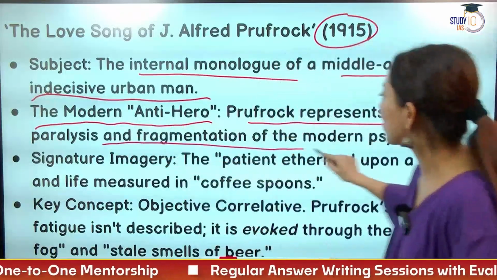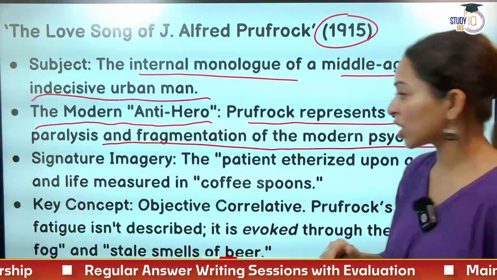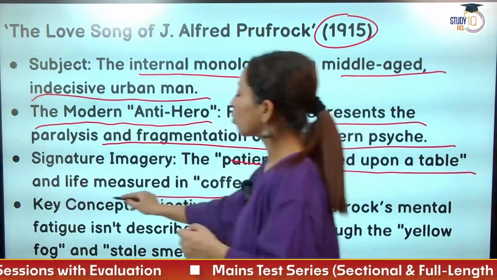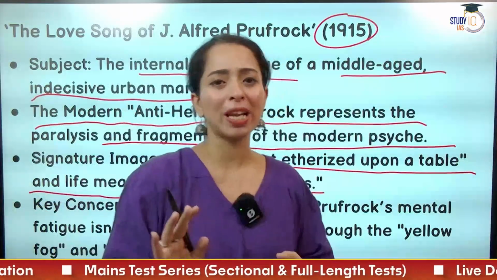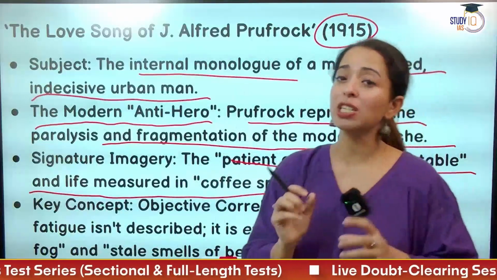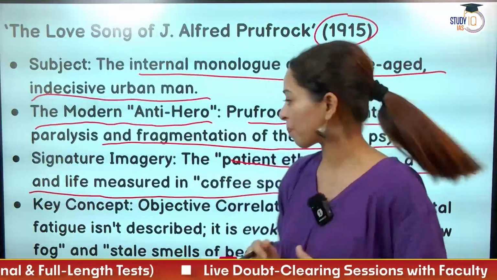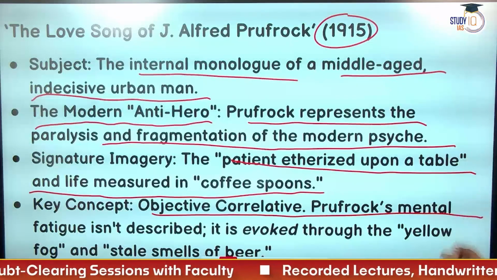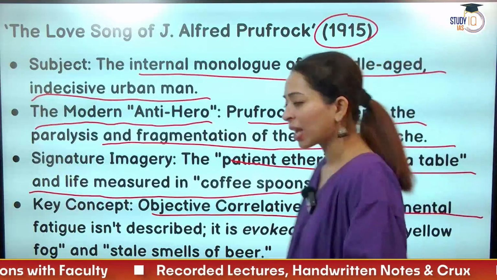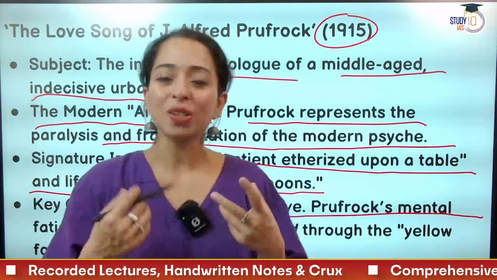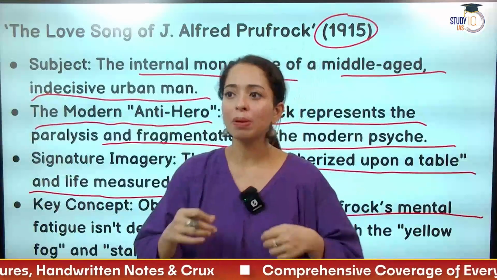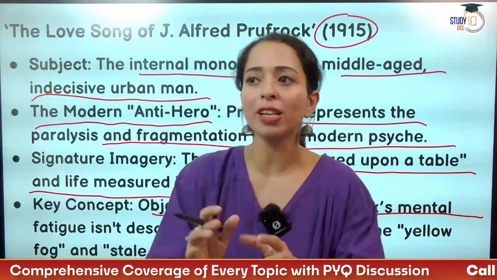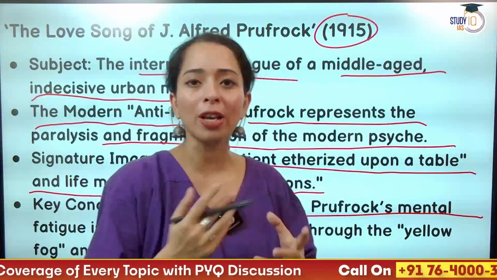So this paralysis and fragmentation of the modern psyche. Signature imagery, the patient etherized upon a table and life measured in coffee spoons. ये कुछ ऐसे phrases हैं जो कि बहुत फेमस हुए लव सॉन्ग अल्फ्रेड प्रूफ्रॉक के. अक्सर क्वेश्चंस आते हैं एग्जाम में, इनके बेस्ड आते हैं. Key concept क्या है? Objective correlative. Prufrock's mental fatigue isn't described, it is evoked through the yellow fog, stale smells of beer. So objective correlative का मतलब ये था that what T.S. Eliot propounded in his theory was कि आप don't express in your words exactly what your character is feeling. For instance, Prufrock is feeling indecisive, or Prufrock is feeling full of anxiety.